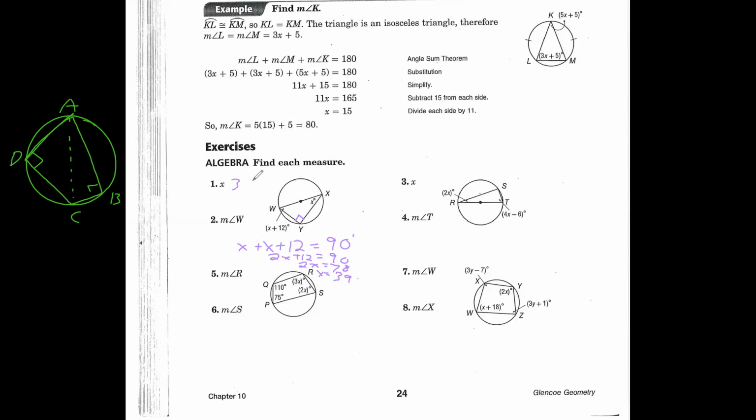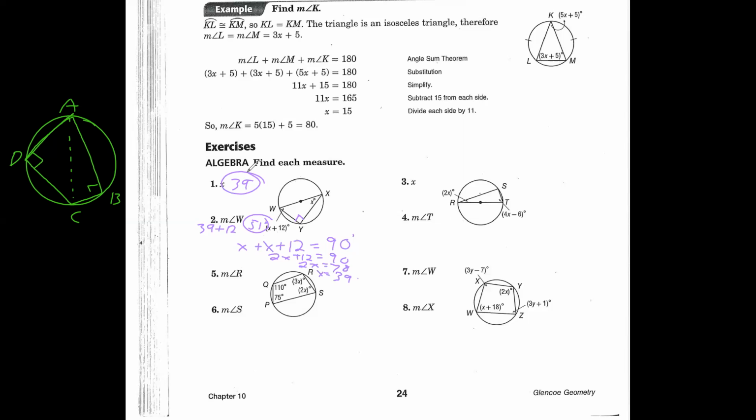All right, so this one's 39. For angle W, I have to go an extra step. I have to add it to 12. So x plus 12, or 39 plus 12, gives us 51. There are two answers.